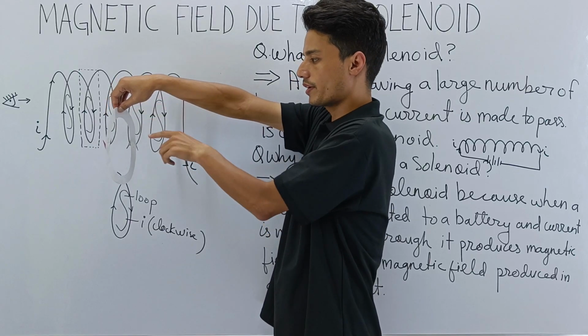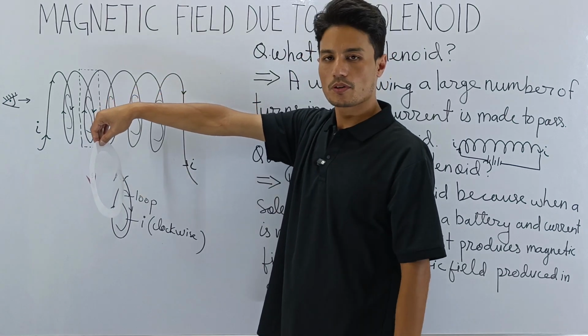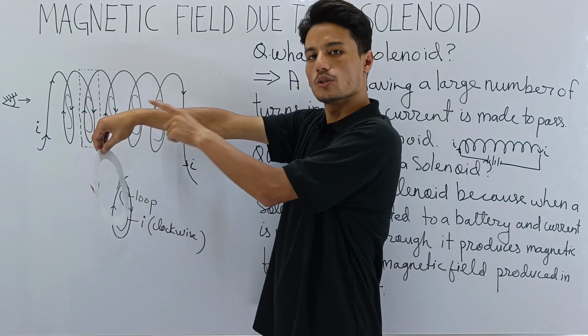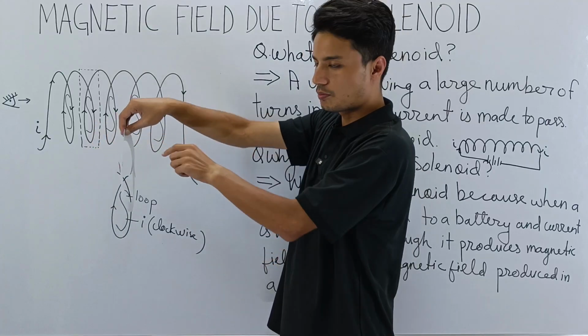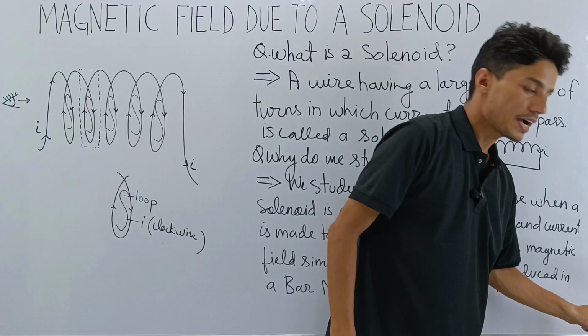Okay, when I look into the solenoid, the face of the loop that I'm seeing here represents which pole? Yes, very good. It represents the north pole. So this represents the north pole. This is very crucial and very important. That's why I'm highlighting this.